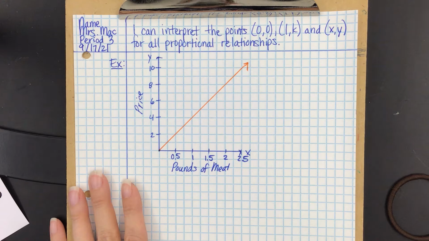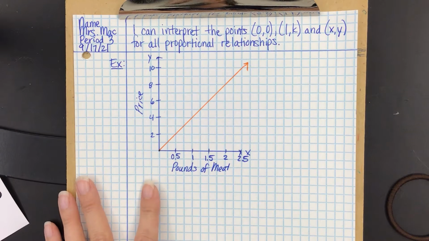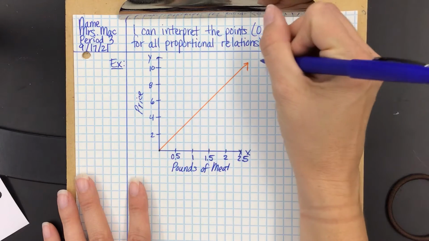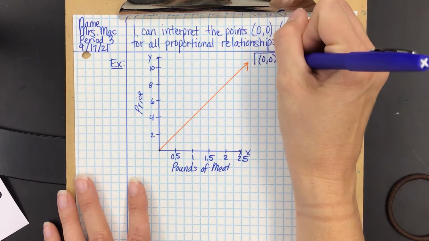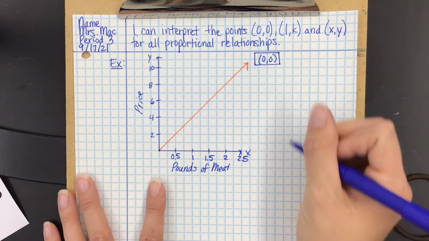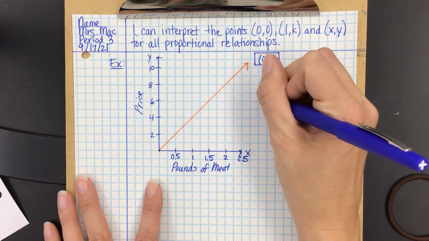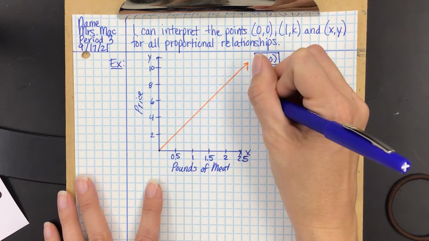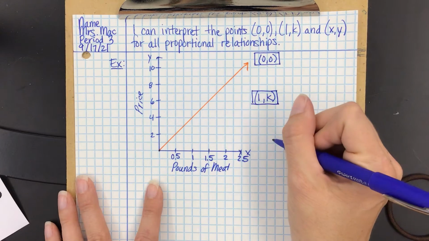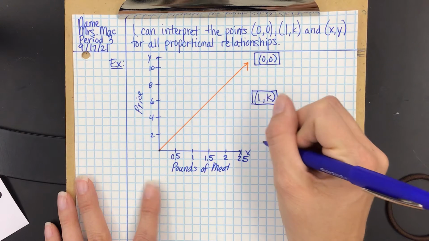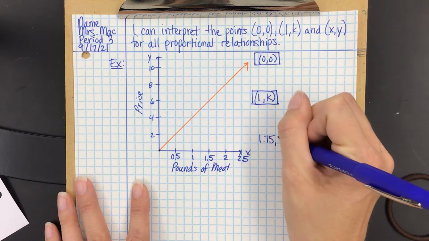All right, so what we're going to do is interpret this graph by looking at several different points on the graph. The first point we're going to look at is the point 0, 0. The second point that we're going to look at is the point 1, K, which I will show you what that K is once we get to that point. And then we're just going to look at a random point to make sure that we can interpret any point that's on our graph. So we're going to look at the point 1.75, 7.